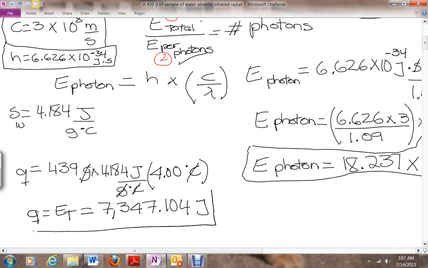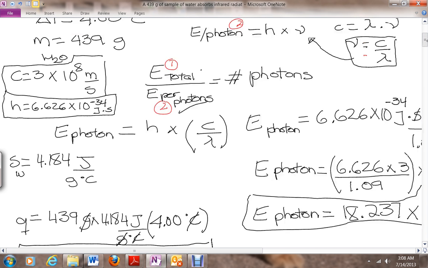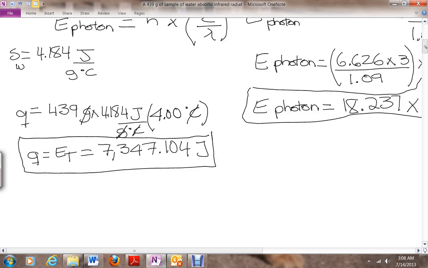Now we got it. Having this, we know that if we divide the total energy by the energy per photon, we can find out the number of photons. So the number of photons would be equal to the total energy, the energy used to heat the water 4 degrees Celsius.